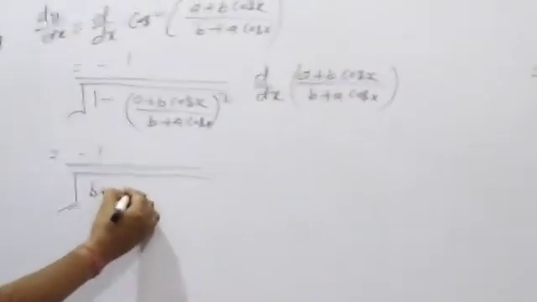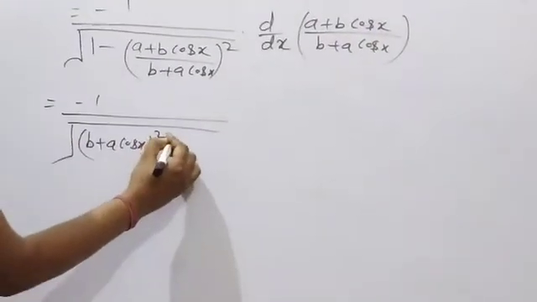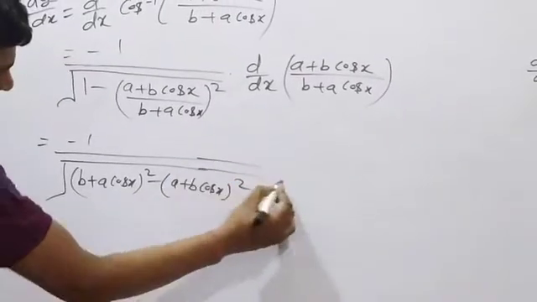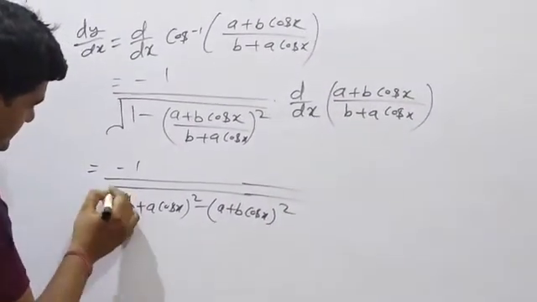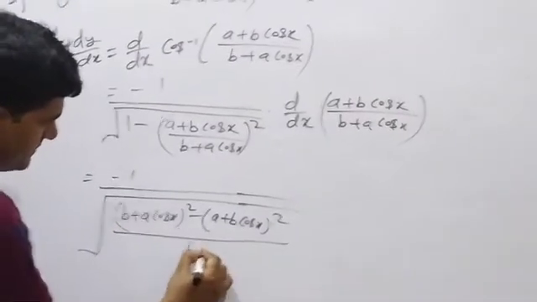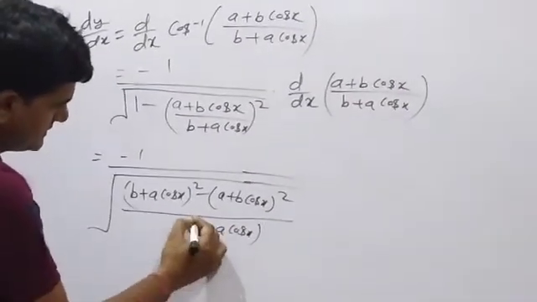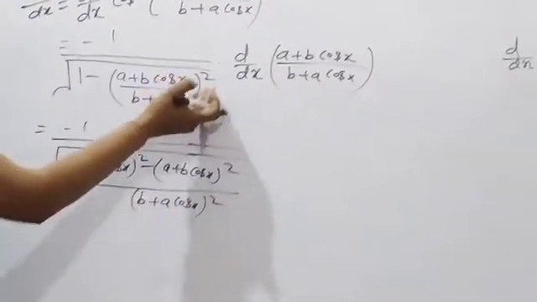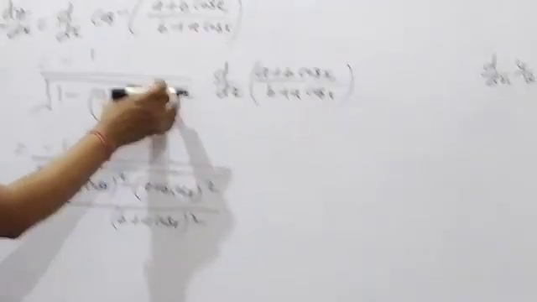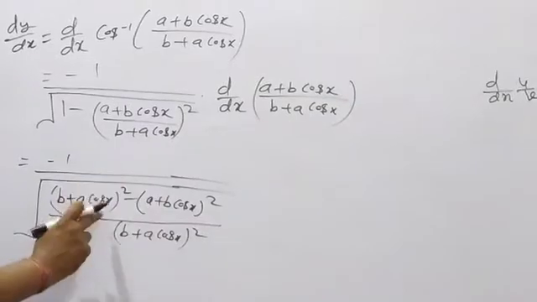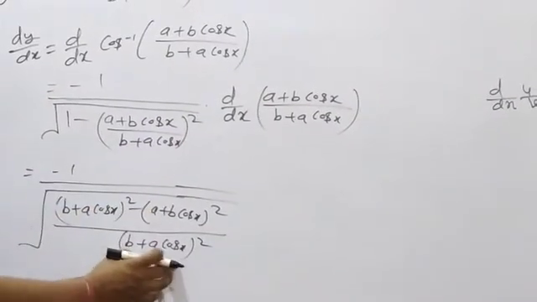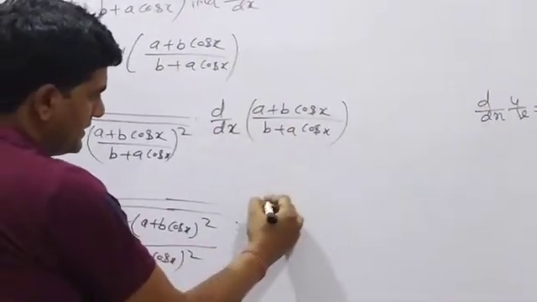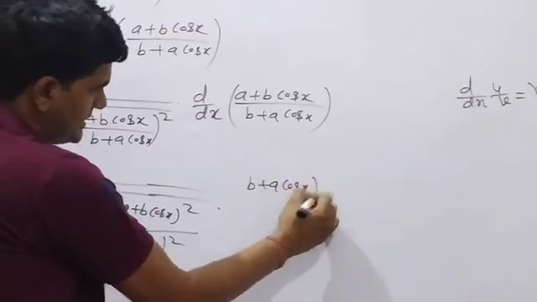Then (b plus a cos x) whole square minus (a plus b cos x) whole square, whole upon (b plus a cos x) whole square also. It has opened the bracket, meaning separately numerator square upon denominator square. After that, taking the common denominator, numerator square minus, denominator square here, into d by dx of this u by v form. Then v is b plus a cos x.